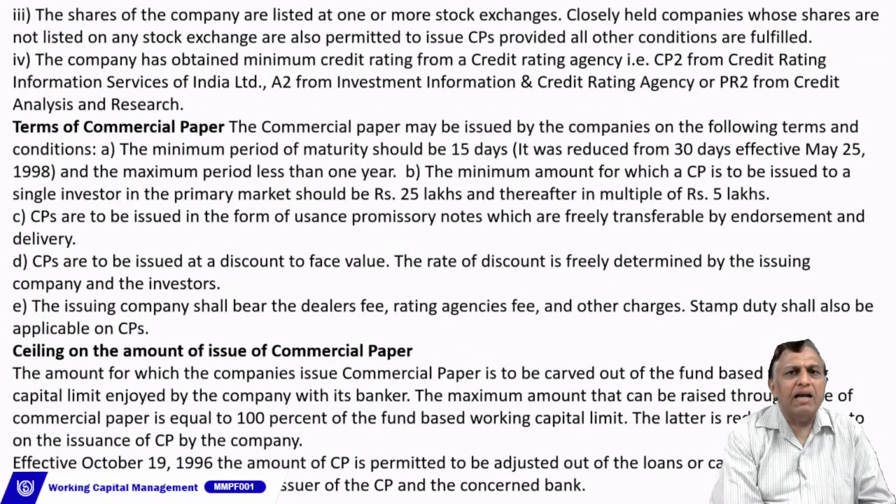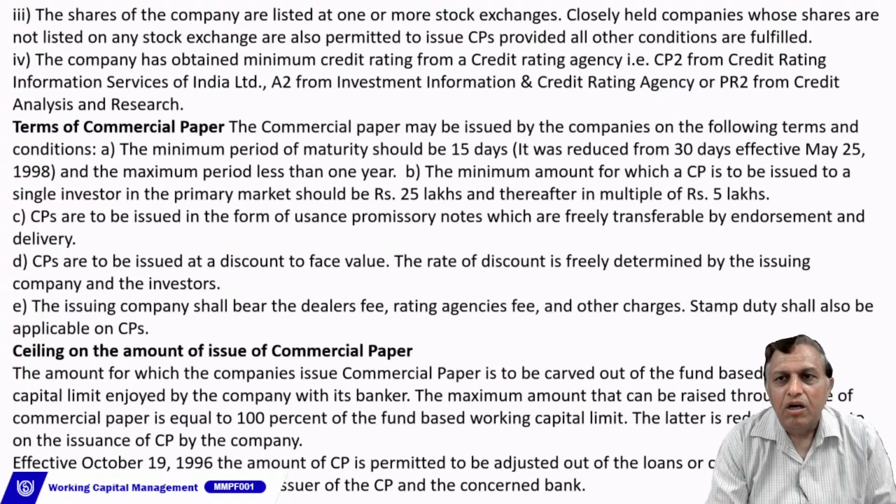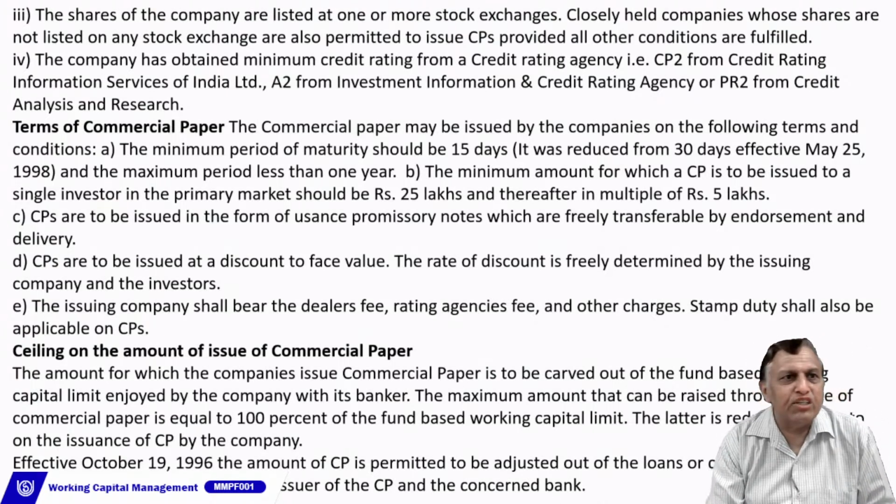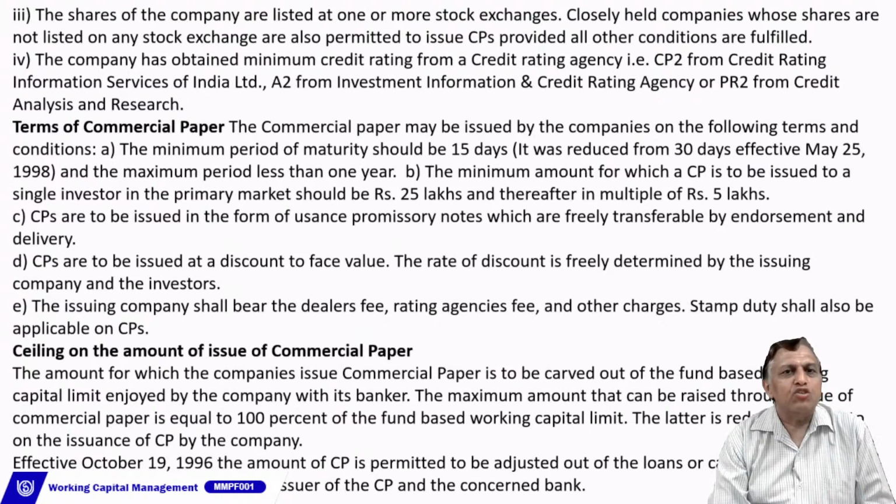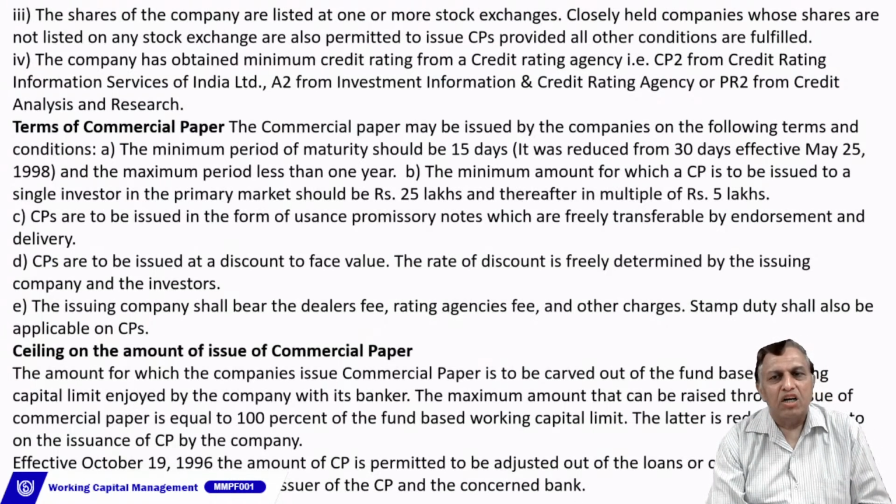The shares of the company are listed in one or more stock exchanges. Closely held companies whose shares are not listed on any stock exchange are also permitted to issue commercial papers provided all other conditions are fulfilled. The issuers whose shares are listed are benefited, but those who are not listed are not debarred. Subject to certain terms and conditions, they are also allowed to accept the deposits.